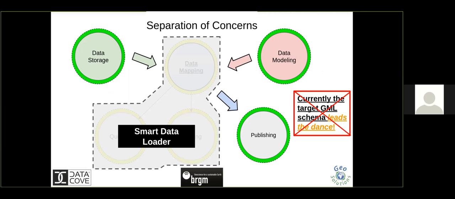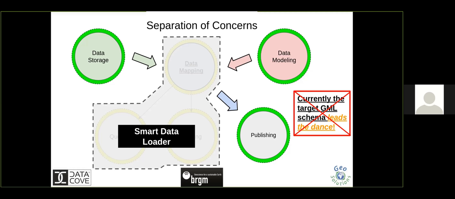So one portion of the solutions we have come up with is the smart data loader. What we have decided to do is basically, let's get GML out of the picture when doing the mapping. And the mapping should be handled automatically by the computer, because that's what computers are really good at: looking at something, interpreting it, and translating it in an automatic way to a certain representation that is really efficient for what we want to do.